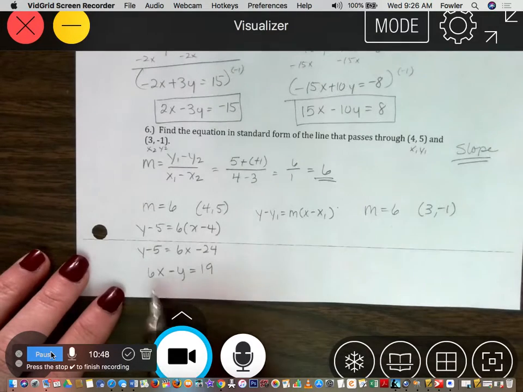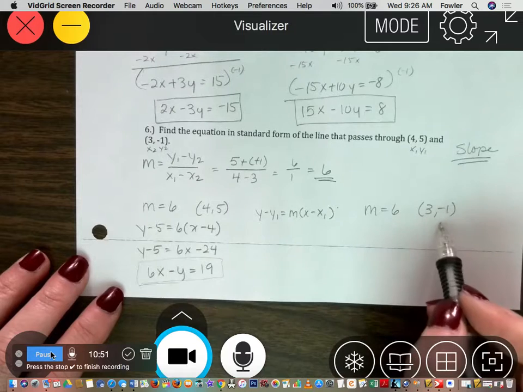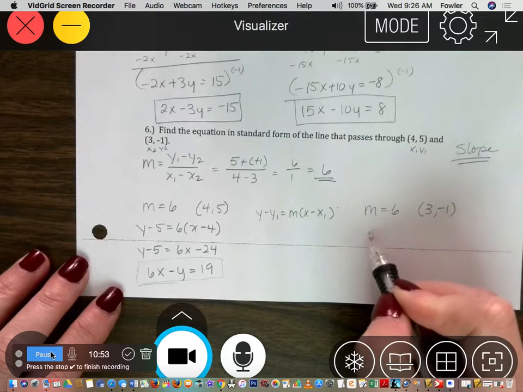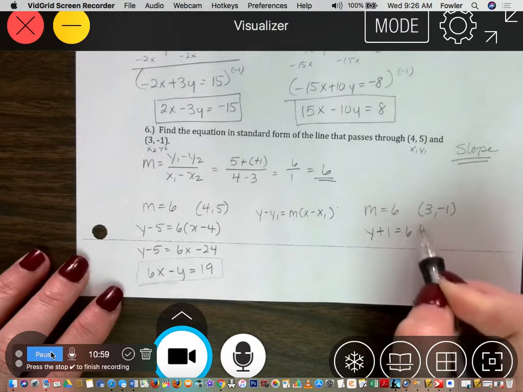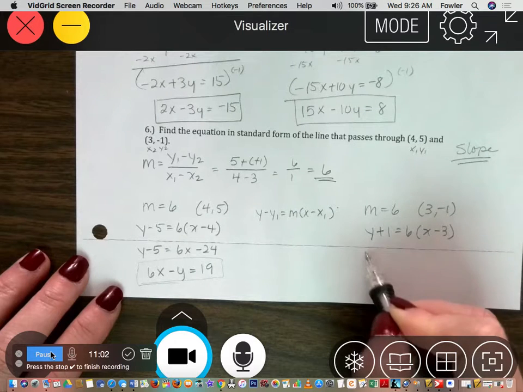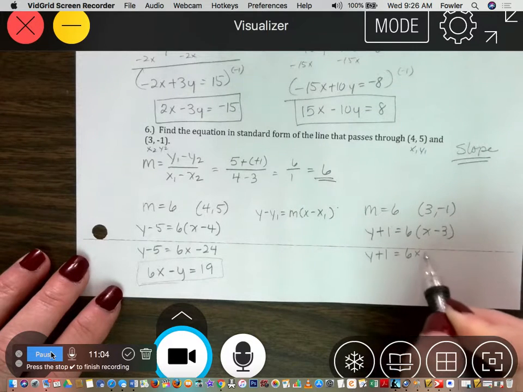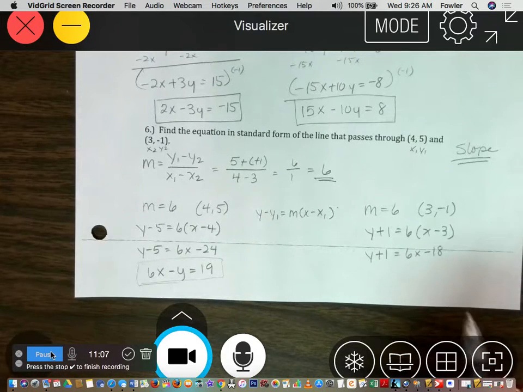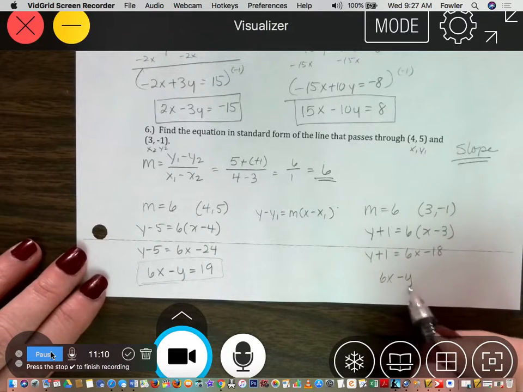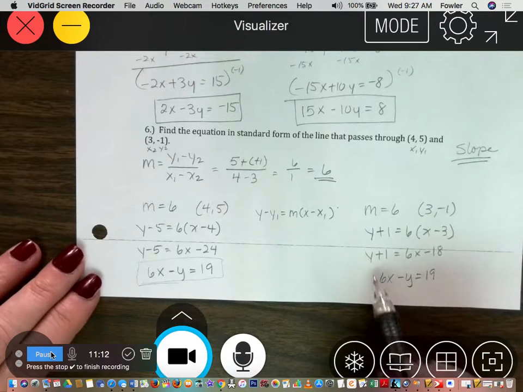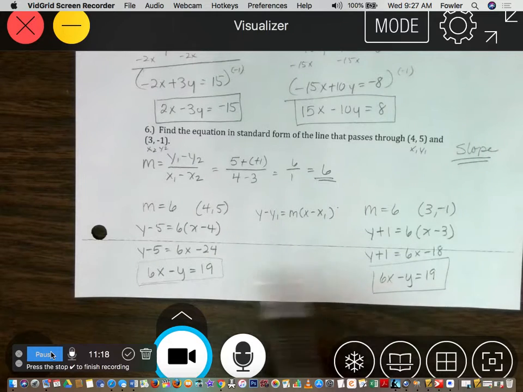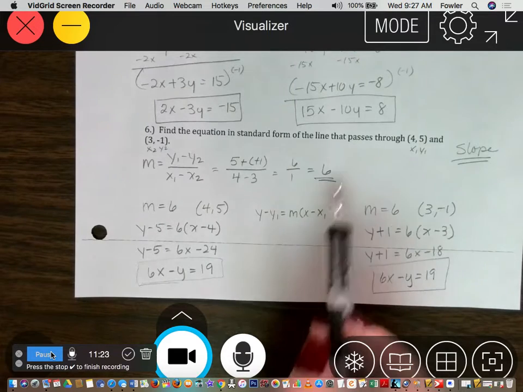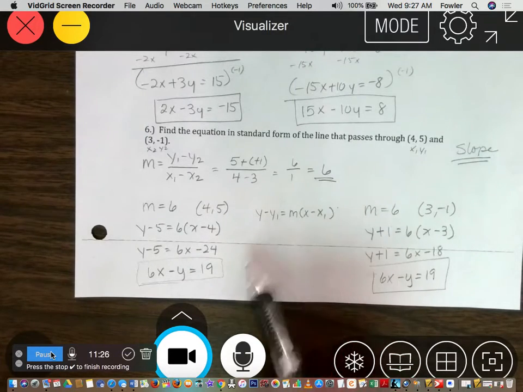And you're going to get this exact same equation if you use (3, -1) for your point. So if I put -1 in for y sub 1, I'd have y plus 1 is equal to 6 times x minus 3. So y plus 1 is equal to 6x minus 18. And just shortcutting here, I'd have 6x minus y is equal to 19. So even though you only need to use one of the points, if you want to check your answer and use both, you should come up with the same equation. If you don't, then go back because usually your slope is wrong if you end up with two different equations.